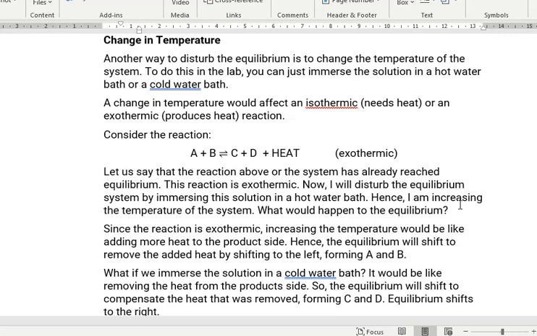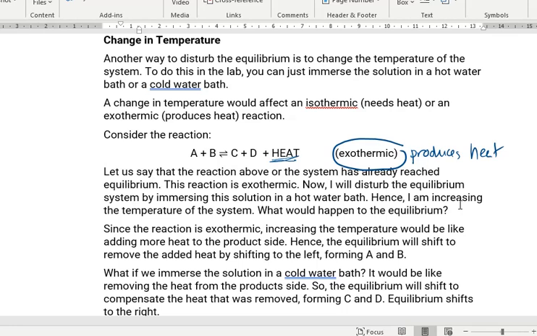Now, let's consider the reaction A plus B to C plus D. And let's assume that this reaction is exothermic. Exothermic meaning it produces heat. That is why you have heat here in the product side. That's why it produces heat.